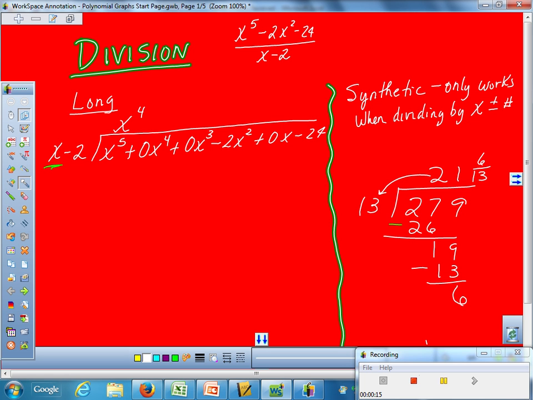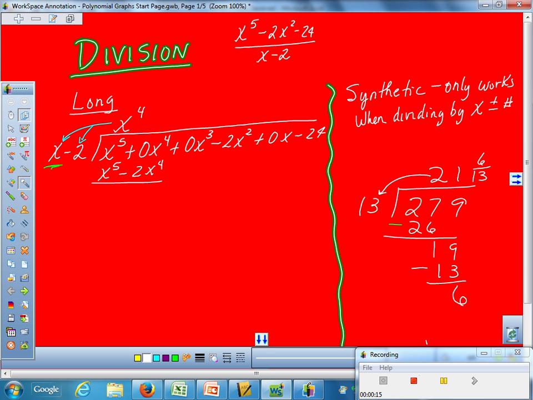Okay, how did you all get to 26 down here? You took the 2 on top times the 13 out front. We do the same thing. Whatever you put on top, you take it times everything out front. You multiply it times both terms. So you're going to have x to the 5th minus 2x to the 4th.